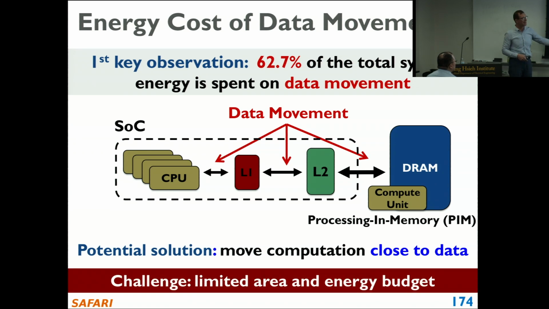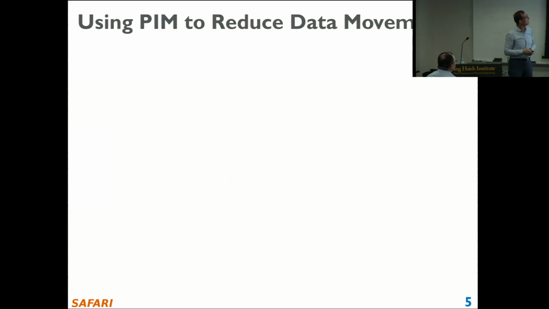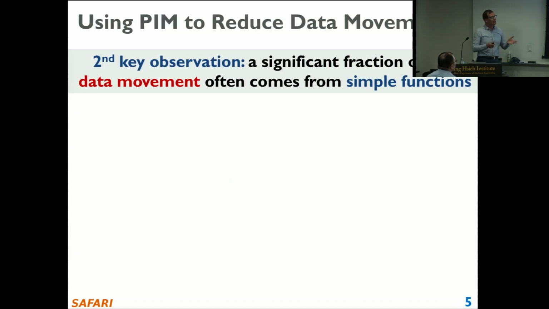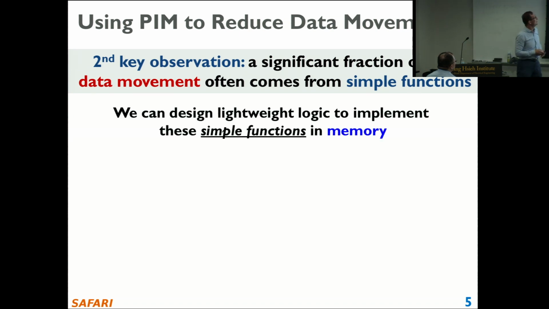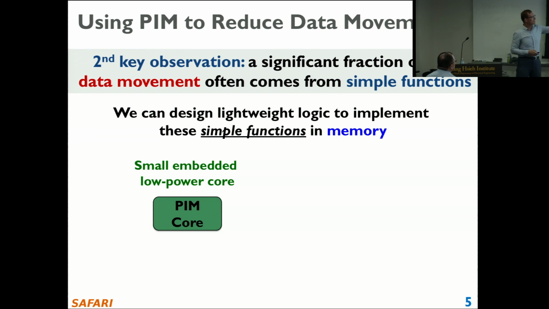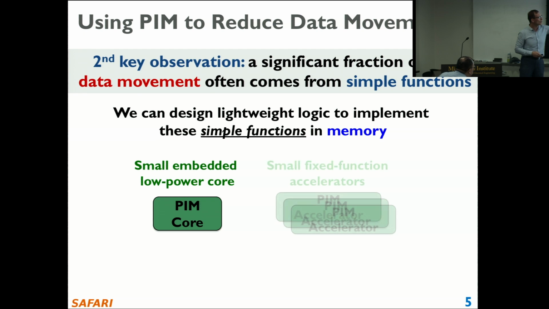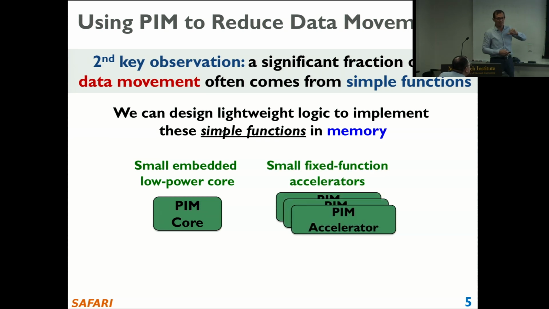The challenge is, of course, again, limited area and energy budget that are especially stringent on these mobile devices. But also 3D stacked logic and memory has this area and energy budget also. So essentially, the observation is that a significant fraction of data movement often comes from simple functions, like copying and zeroing is an example. And you can design lightweight logic in 3D stacked memory to implement them inside the logic layer. You could do this using a small embedded low-power core that's similar to what we discussed with Tesseract earlier, or you could have small fixed function accelerators.